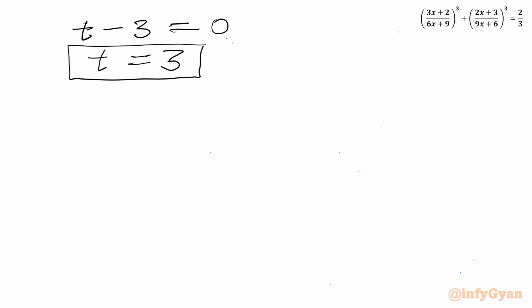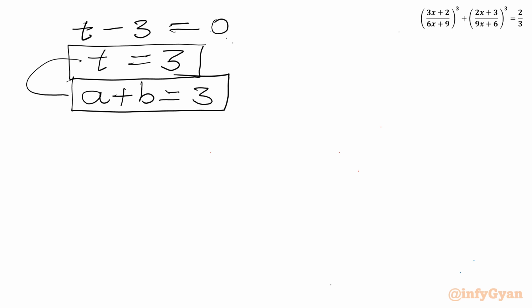And t was our substitution. So I can write a plus b equal to 3. This was the value of t. Now let us consider the second quadratic equation, t square plus 3t plus 6 equal to 0.